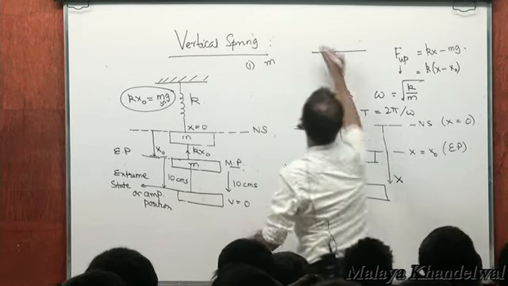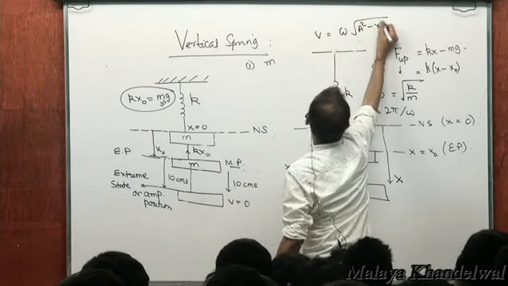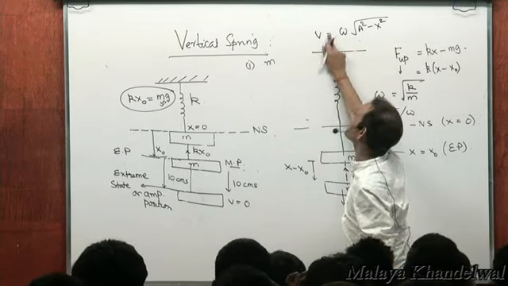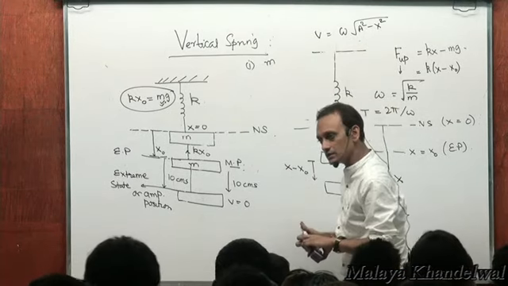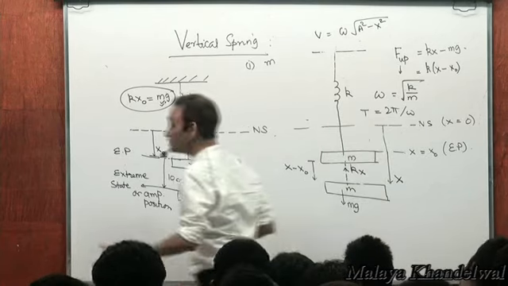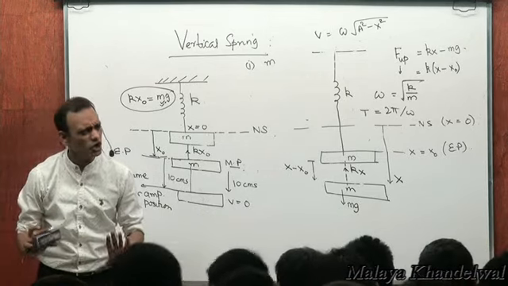See, v at any x is given by omega root a squared minus x squared. No matter when and how it comes to that x, it will have the same speed. Isn't it? Clear? Please ask questions. So far so good, right?